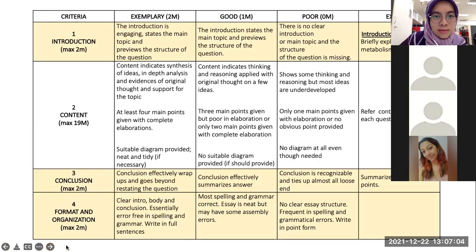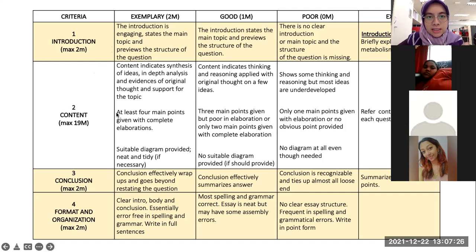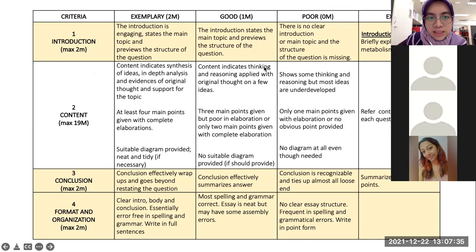I have gone through this with you in the previous tutorials. This is the structure of your essay answers. Always remember to write an introduction. Don't go straight away to write your answers. Start with an appropriate introduction. You can rephrase the question back, or, for example, if the question asks about lipid metabolism, you can define lipid and state the function of lipid in the introduction.